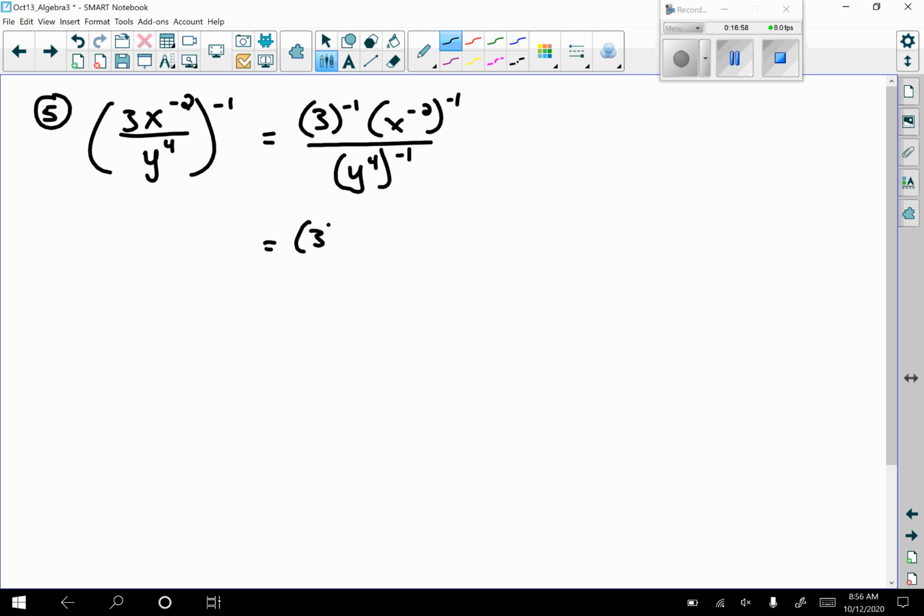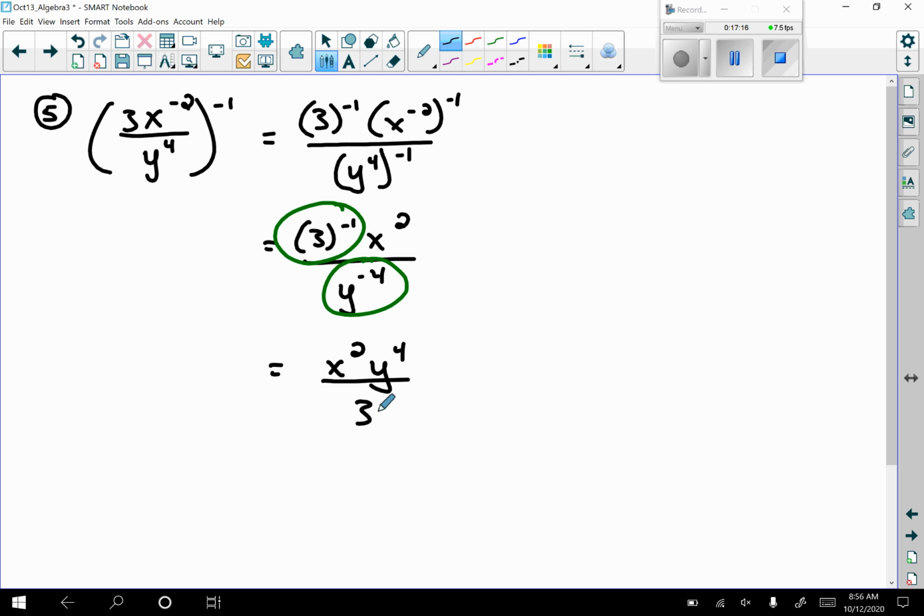So still, this becomes 3 to the negative 1st. This will now, by multiplying the exponents, become x to the positive 2nd, and then I'm going to get y to the negative 4th. So two things have to move, 3 to the negative 1st and y to the negative 4th. So the x squared is okay up top, y to the 4th moves up to join it, and then 3 to the 1st will just stay at the bottom. So now I get x squared, y to the 4th, all over 3.